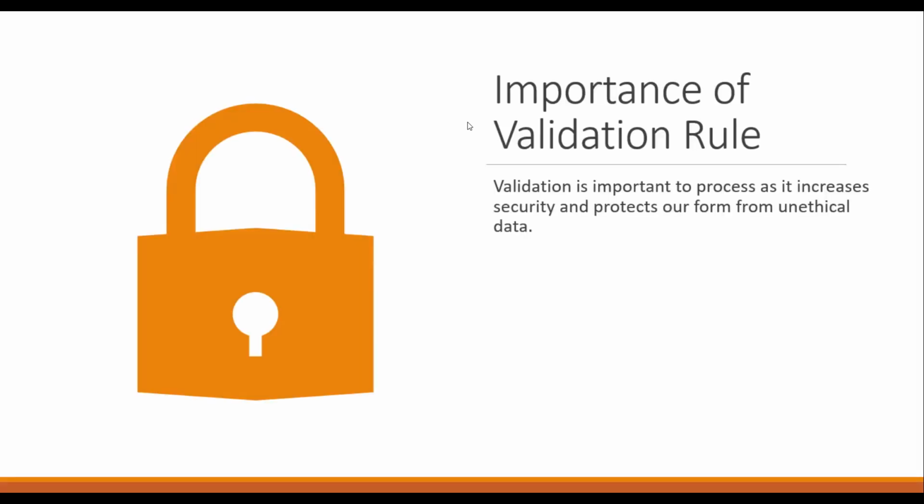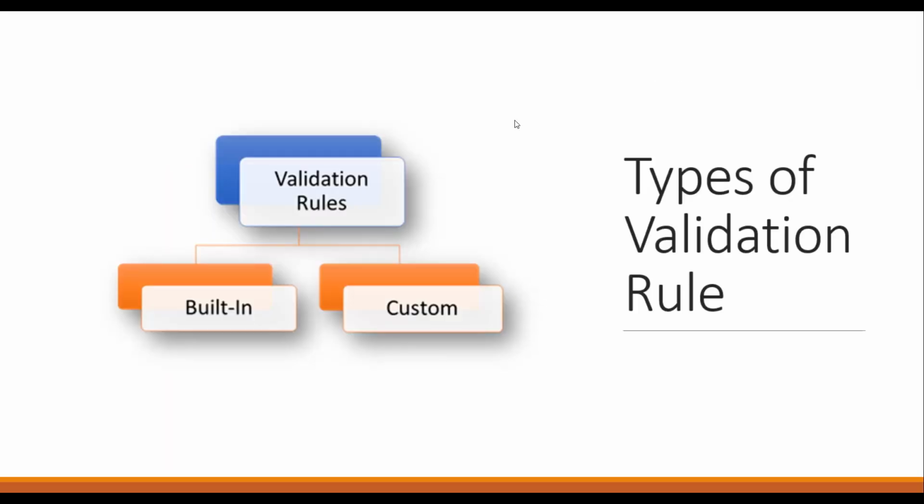Now we will discuss why validation rules are important. In general, we can say that validation is an important process as it is necessary for security and protects our form from unethical data. So now we will move one step further and learn the different types of validation rules available in Django. In Django we have two types of validation rules. The first one is built-in and the other is custom. So let's discuss each in detail.